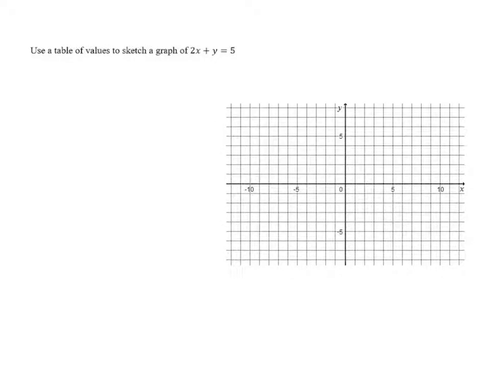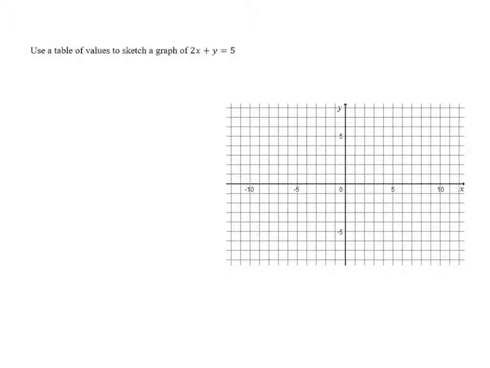Use a table of values to sketch a graph of 2x plus y equals 5. This is different from the ones that we've done before. The ones that we've done before had y isolated on one side of the equation, but in this case, x and y are both on the same side.